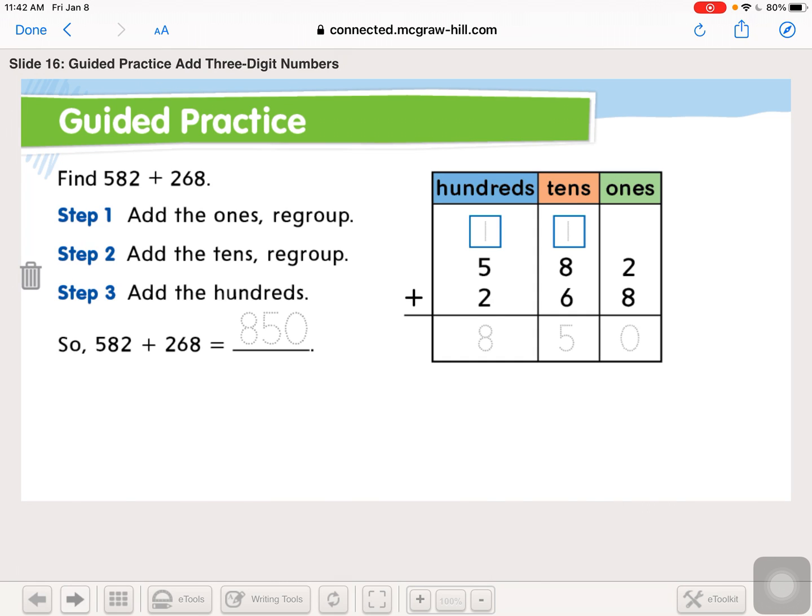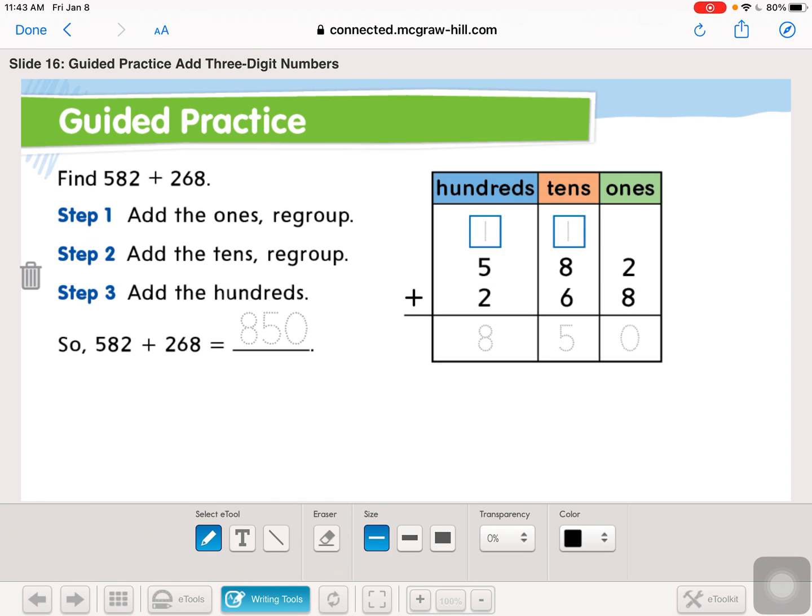We're going to find 582 plus 268 using these steps. Step 1 is to add the ones. Remember, we always have to start in the ones place so that we know that if we have to regroup, we can include that in our next total. Then we're going to add the tens and regroup if needed, and then add the hundreds. So for this one, we have 2 plus 8, which is a 10 pair, so 0 ones and 1 ten. 1 plus 8 plus 6, which is 15. Regroup again. 1 plus 5 plus 2 equals 8, so 850.